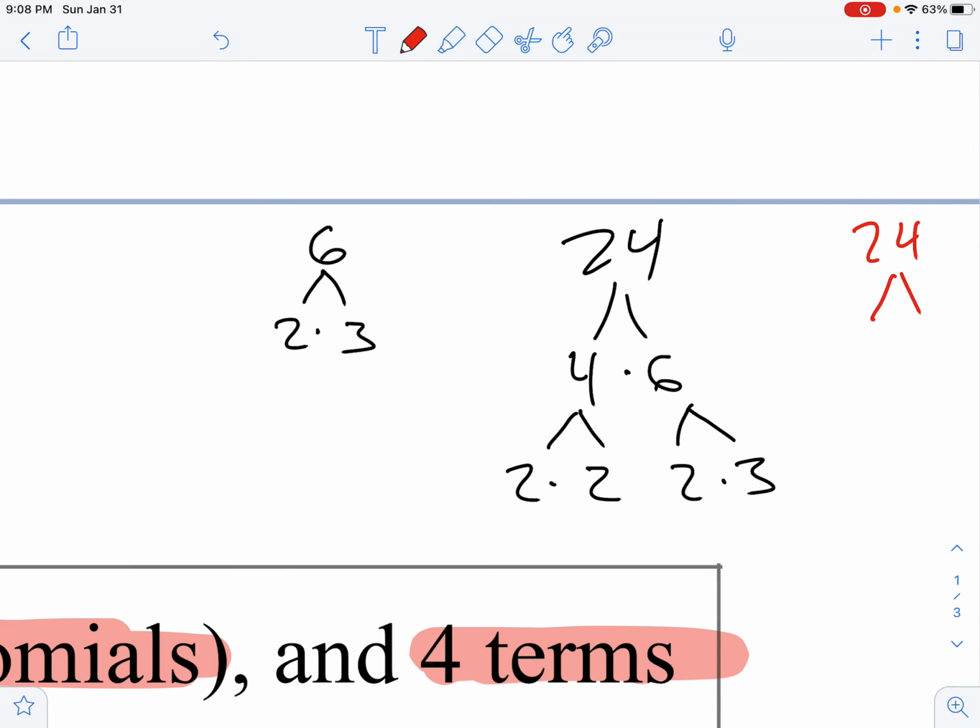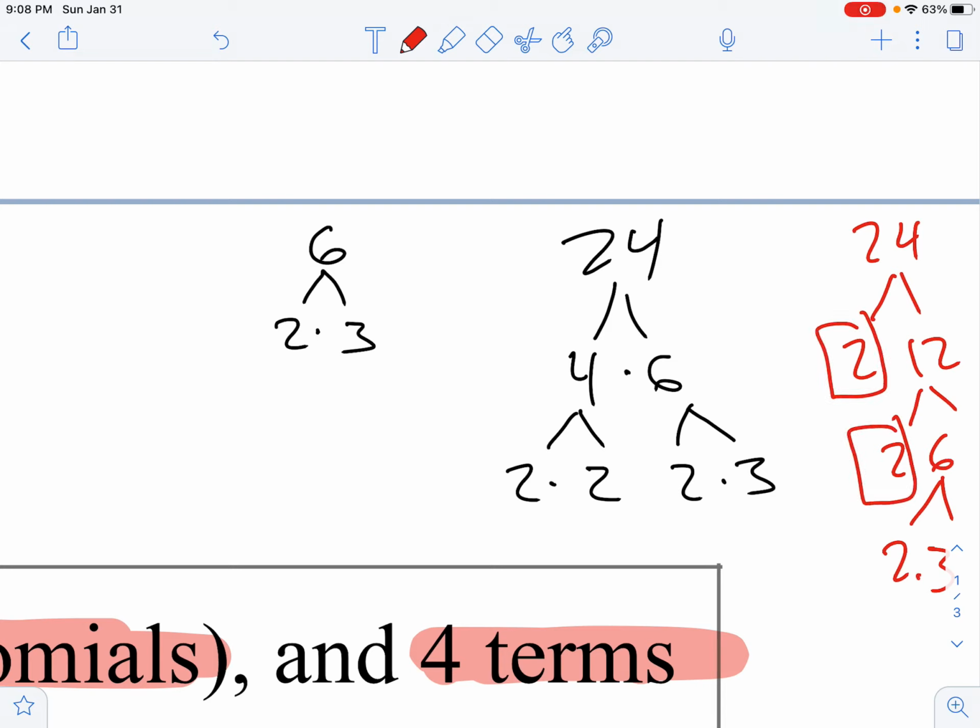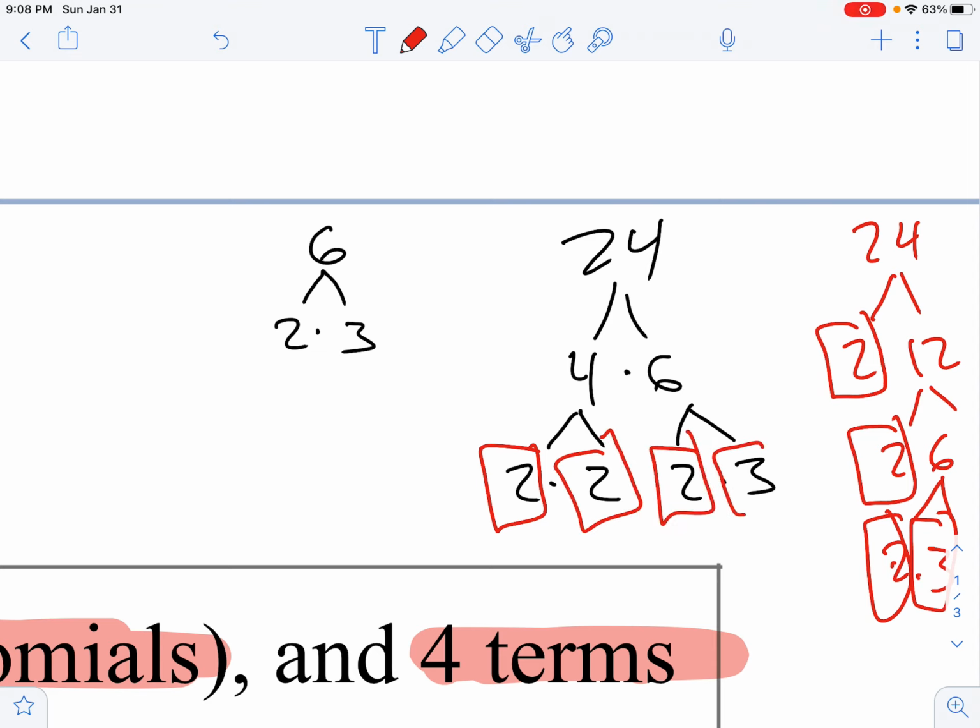If I used 2 and 12, I would break 12 down into 2 and 6, then 6 down into 2 and 3. Any way that you break it down, you're still going to end up with the prime factors of 2 times 2 times 2 times 3. And I got that here too, even though I used 2 different sets of numbers.